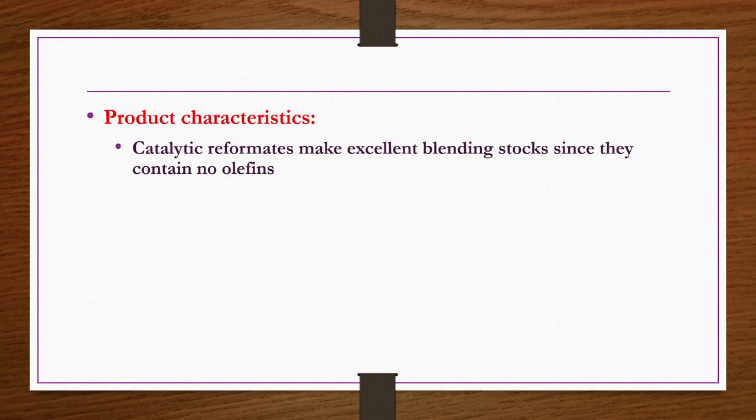Now, coming to the product characteristics, catalytic reformates make excellent blending stocks since they contain no olefins. Olefins we do not want, because if they are present and you do not maintain or control the process conditions like temperature, pressure and contact time properly, then they will form high molecular weight polymers, which is highly undesirable. Forming dimers and trimers is good. Up to that part, polymerization is good, but beyond that, it is not good.